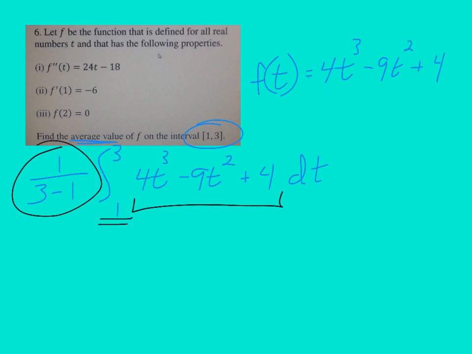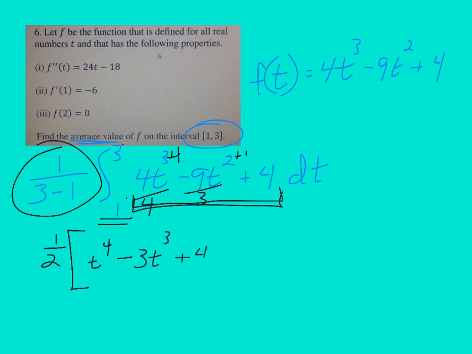Now, we could do this with the functions that they have here. We actually could do this without the calculator. So let's try it that way. So I'm going to get 1/2. Now I'm going to do all of this. I need the integral because we know we're going to take top minus bottom. So the integral here, we're going to add 1, divide by the new exponent. That is going to be t to the 4, minus, I'm going to add 1, divide by my new exponent, 3t cubed, plus 4t. We're going to evaluate that from 1 to 3.